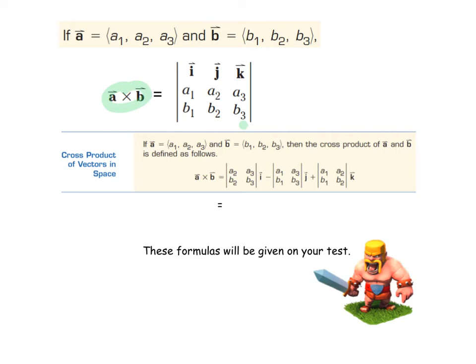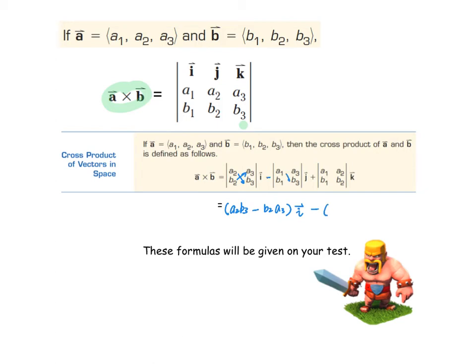So A cross B, you will have these matrices here, and I'm going to explain step by step, so no worries if you don't understand what's going on here. But please write it down. The next step will be A2 times B3, cross multiply, and then subtract B2 times A3. And that will be multiplied with I. Make sure the second one is minus.